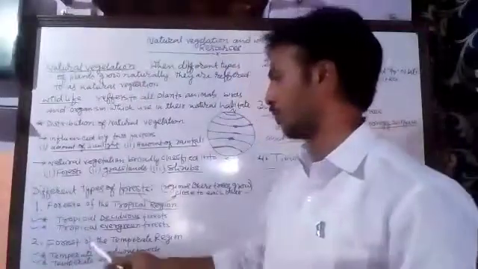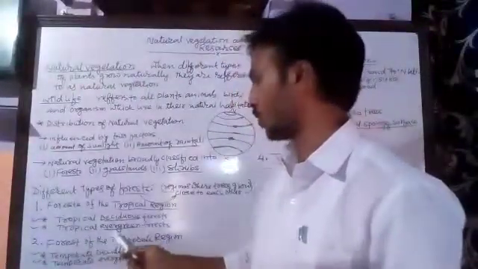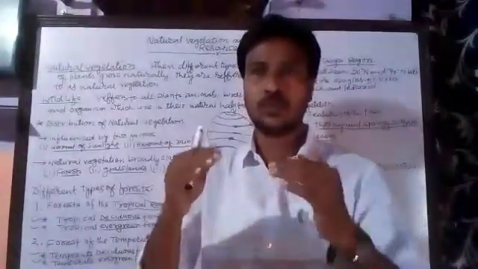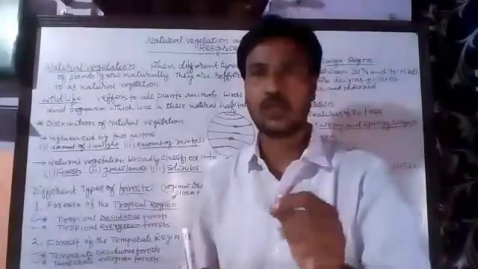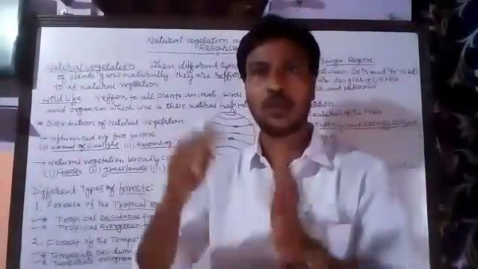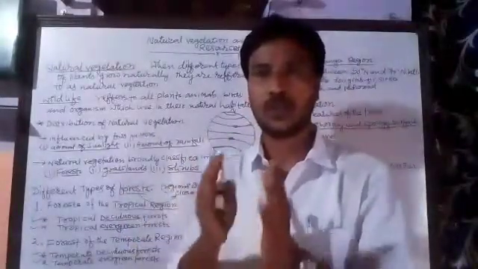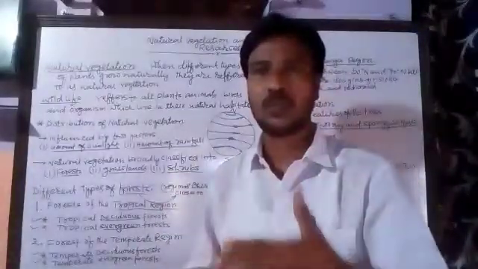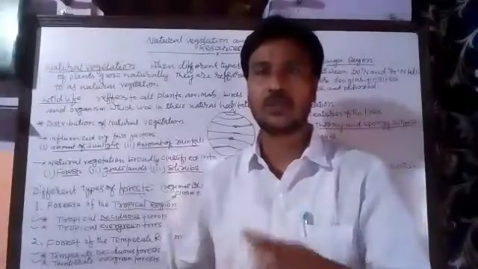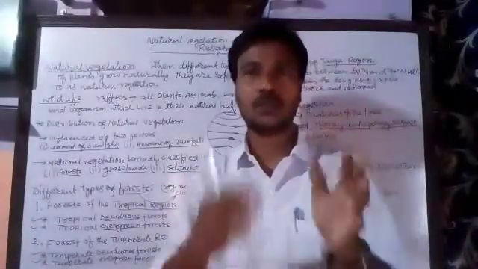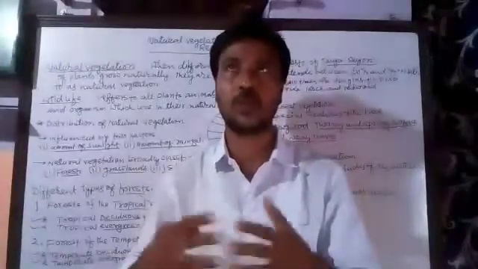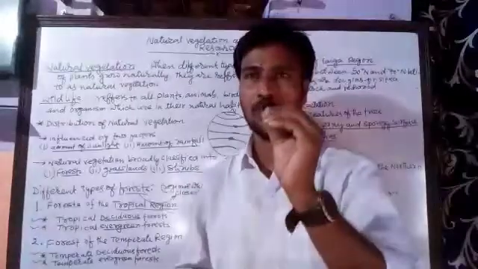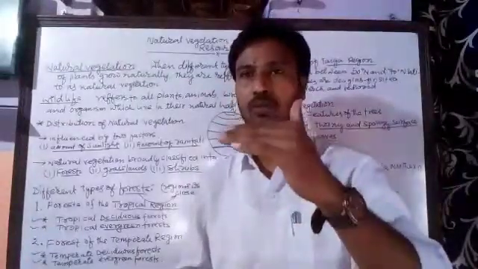Next is the tropical evergreen forest, which is also found in the tropical areas. These are the forests found in areas where the rainfall is high and the temperature is also high. So we can say these forests are found in hot and wet climates, especially the Amazon basin, the African forest, and also the northeastern states in India like Mizoram, Manipur, and Nagaland. In these areas the rainfall is high and the temperature is also high, therefore evergreen forests grow here.